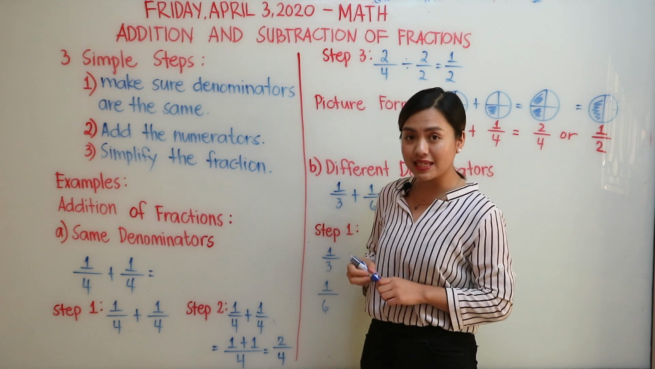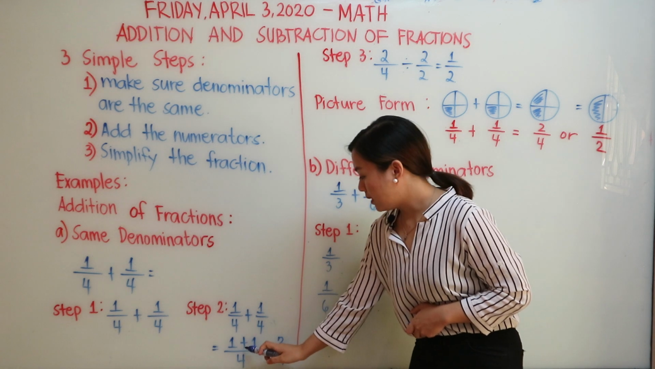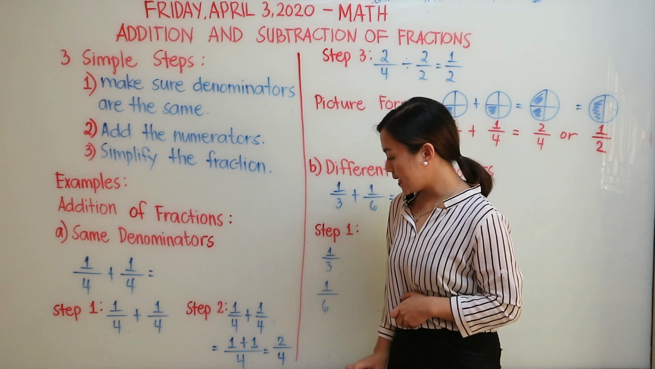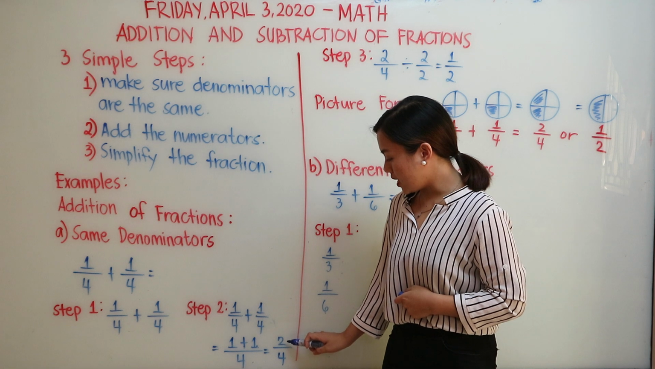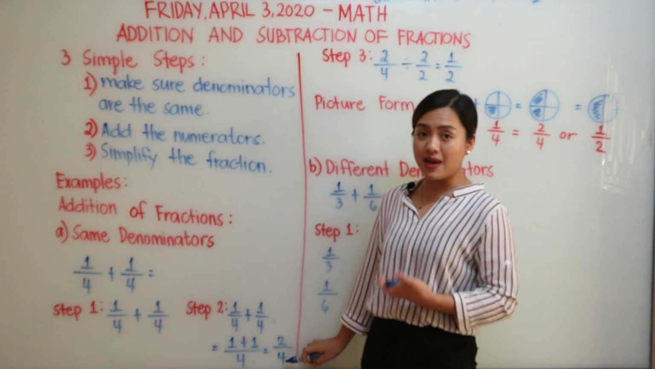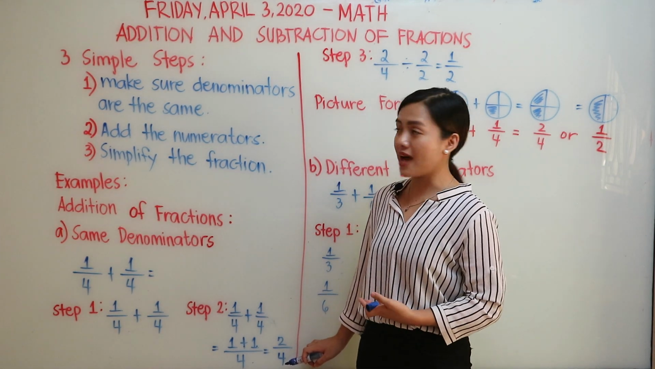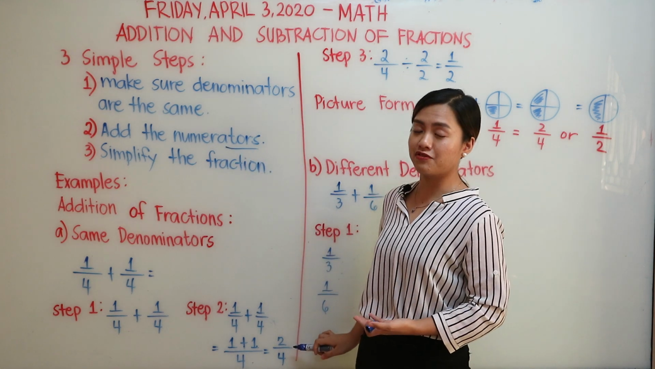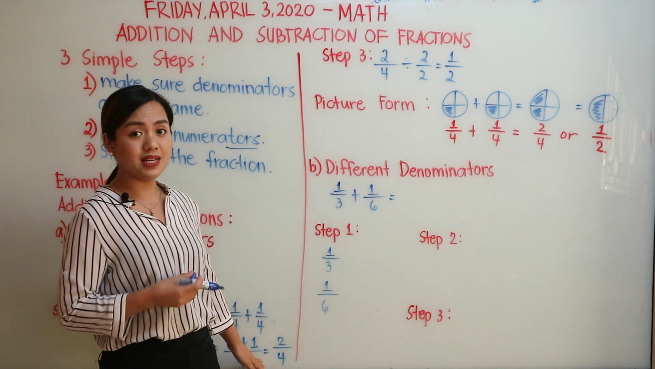So we can write it as, all you need to do is add 1 plus 1 over 4. And then 1 plus 1 is 2. So the answer will be 2 over 4. Why did this remain the same? Because the only numbers that we are going to add are the numerators. Okay, so the answer is 2 over 4. Now, the last step will be to simplify this number.